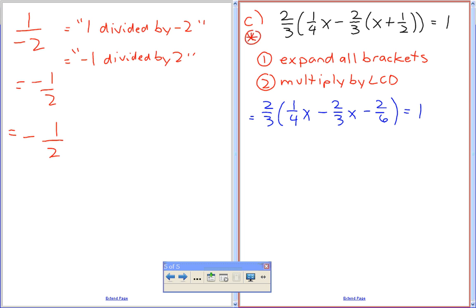Okay, can I get someone from the front row to be exceptionally brave and do some multiplying for me, please? Teresa, go ahead. I don't know if LCD was 108. Don't worry about that yet. Do this stuff first. So I got 2/12 x minus 4/9 x minus 4/18 x equals... Okay. Now, no, it doesn't equal 1. Oh, it actually does equal 1.